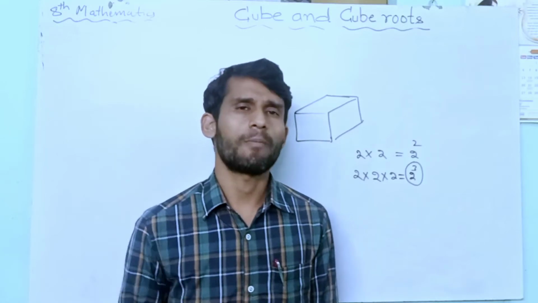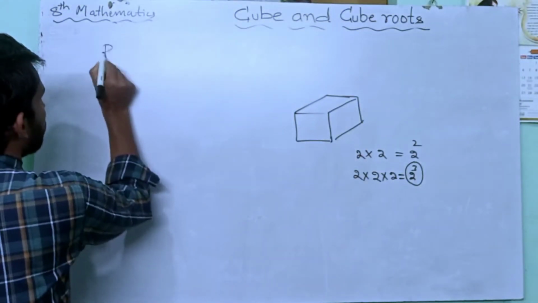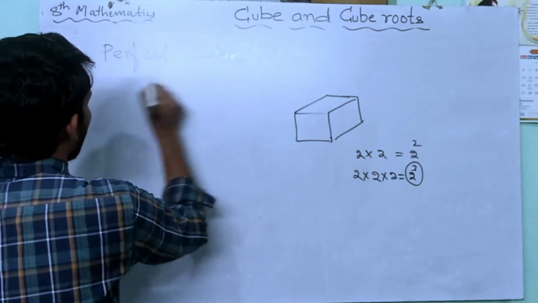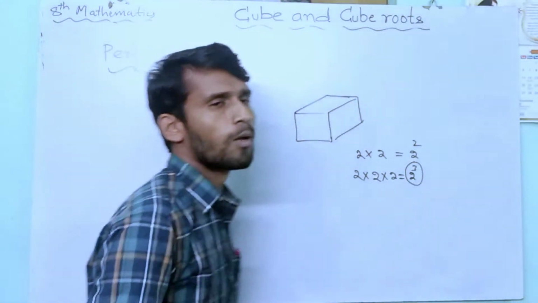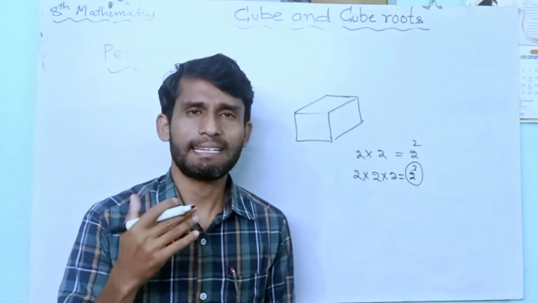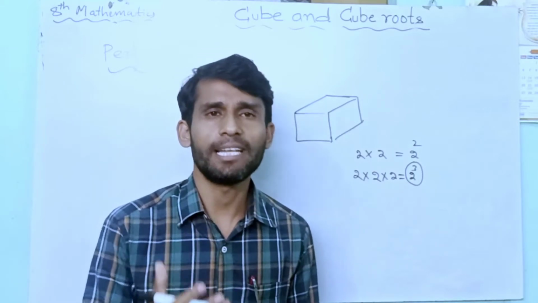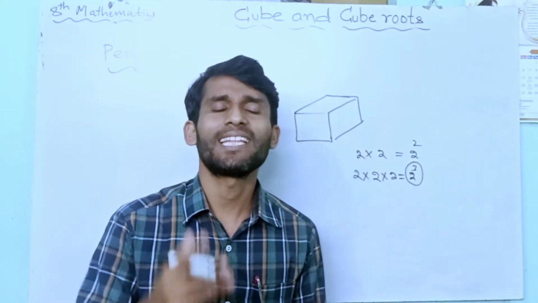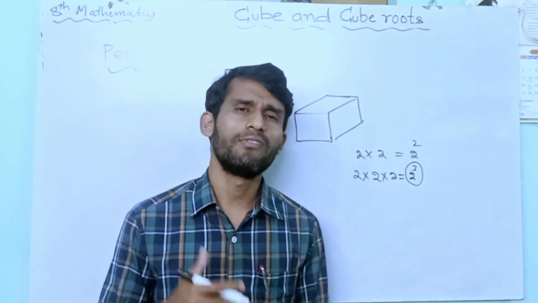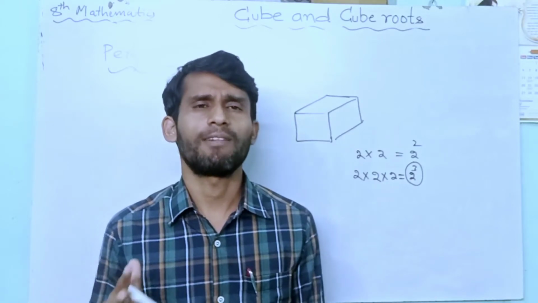Dear students, the next topic I am taking here is perfect cube. Perfect cube means when you do the prime factorization and get the factors, if you get any factor a total of 3 times, that is what we call a perfect cube. If you do not get any factor 3 times, that is not a perfect cube.